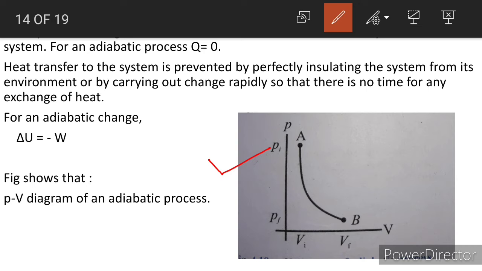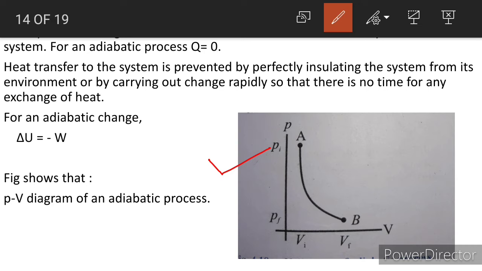The heat transfer to the system or from the system is prevented by carrying out the change rapidly. That means there is no time for exchange of heat. An example of the adiabatic process is puncturing of a tire or a balloon. These are examples of the adiabatic process, because in an adiabatic process there is no transfer of heat, that is, Q is equal to 0.